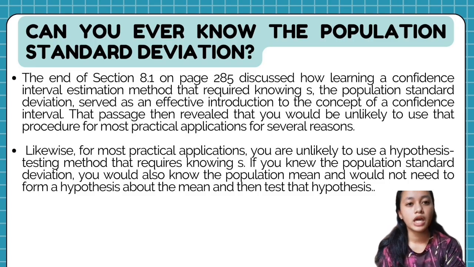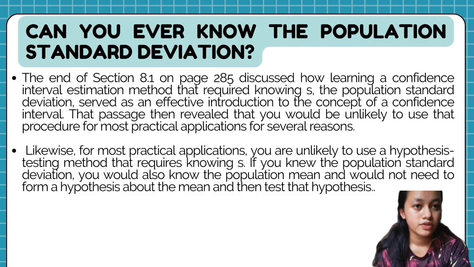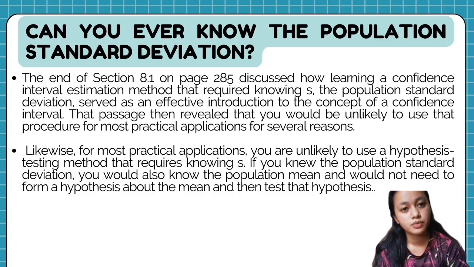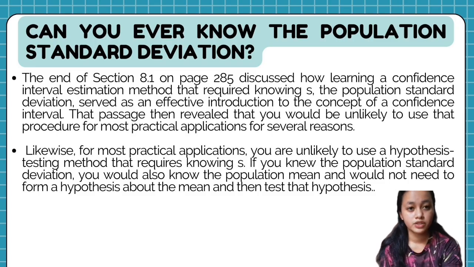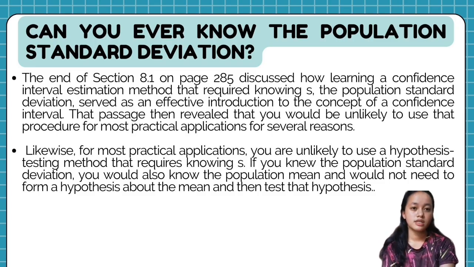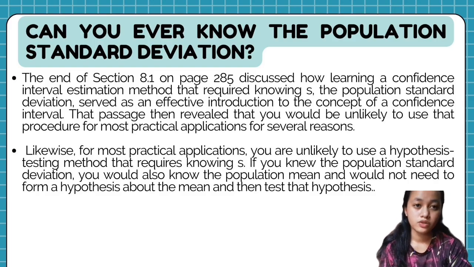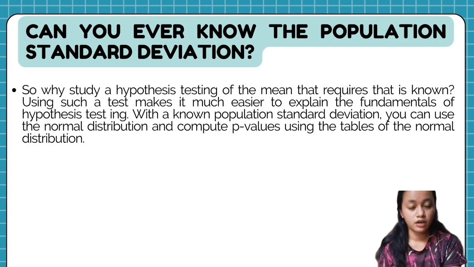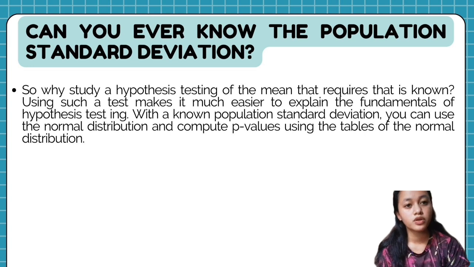So why study hypothesis testing that requires the standard deviation to be known? Using such a test makes it much easier to explain the fundamentals of hypothesis testing. With a known population standard deviation, you can use the normal distribution and compute the p-values using the tables of the normal distribution. So understanding hypothesis testing with a known population standard deviation provides a foundation for grasping more complex concepts in statistical inference, even if it's not commonly used in practice.